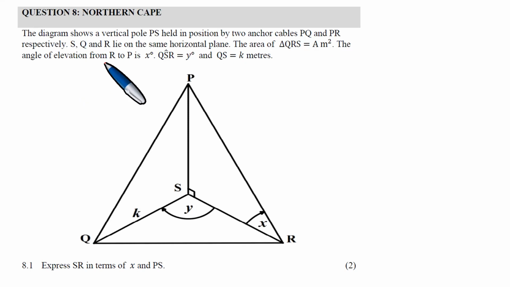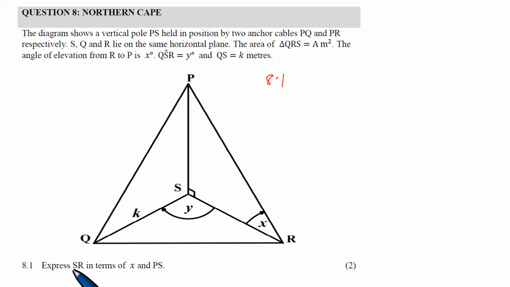Right, the angle of elevation from R to P is actually X degrees. QSR is actually Y degrees, and you have that QS is equal to K meters. They gave this to the students of the Northern Cape province. So express SR in terms of X and PS. Okay, so just 2 marks. They've given the students something very easy to start with. Let's enjoy together with the people of the Northern Cape.